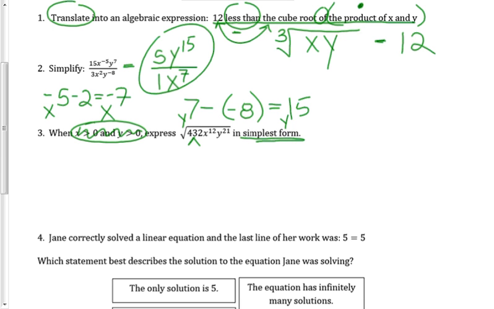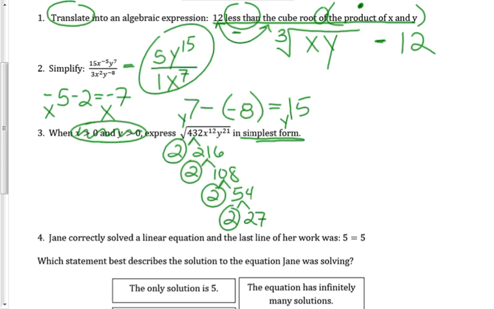432, we're going to start small. It's divisible by 2, so 2 and 2, 16. Once again, keep going small. 2 16 is divisible by 2. Keep going by small numbers until we get something we're familiar with. So 2 and 54. By 2 again gives us 2 and 27. 27 is divisible by 3, so 3 and 9, and then 9 is 3 and 3.